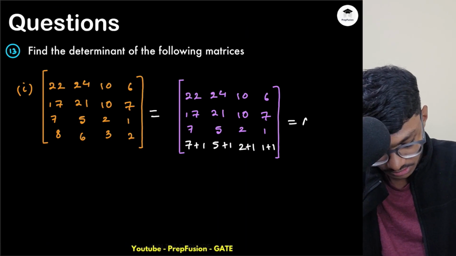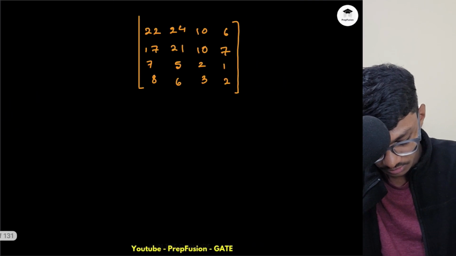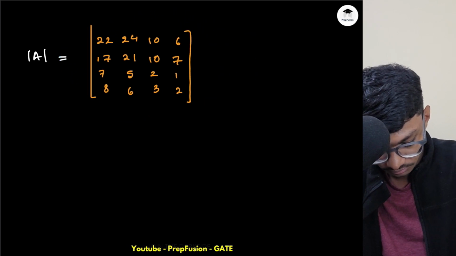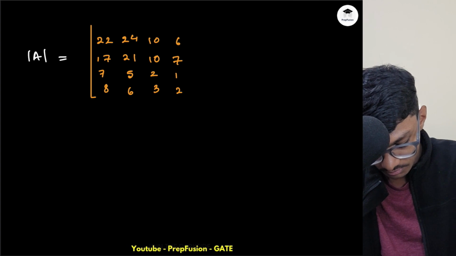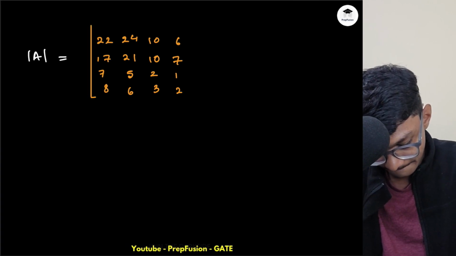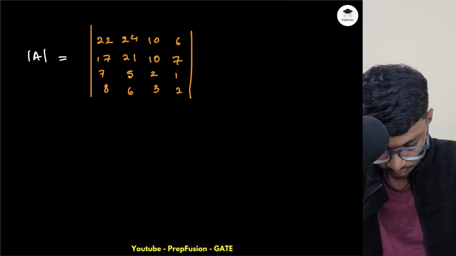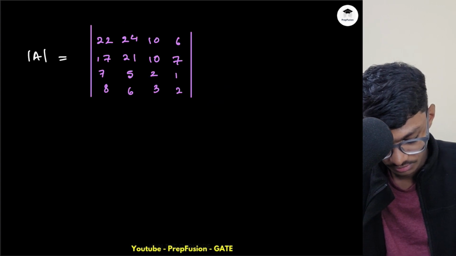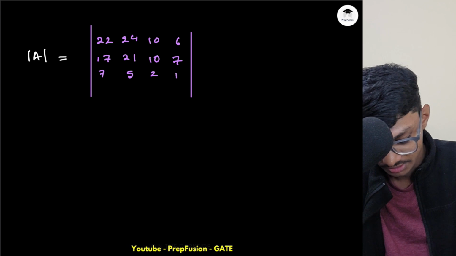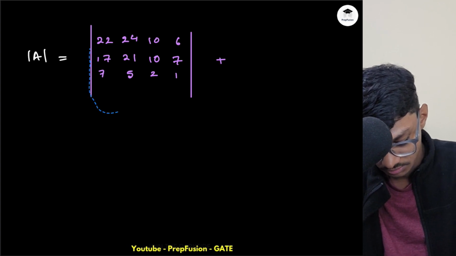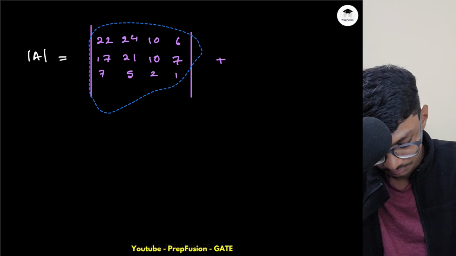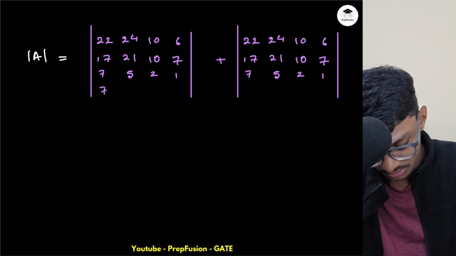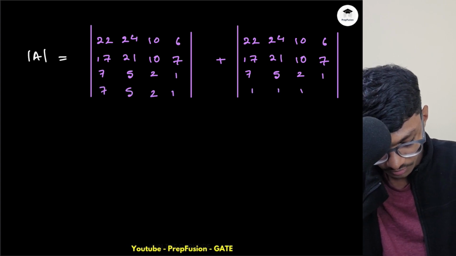So this is my A matrix. Now the determinant of A matrix will be, and then I can write this as the summation of two matrices. So just hold on a second. This will be simply 7, 5, 2, 1, and this will be 1, 1, 1, and 1.